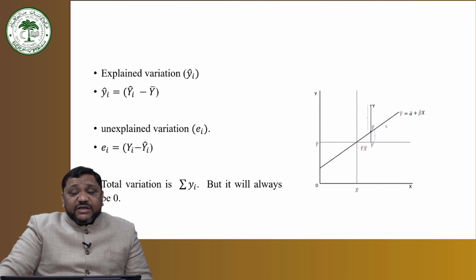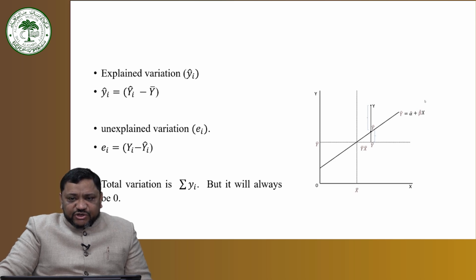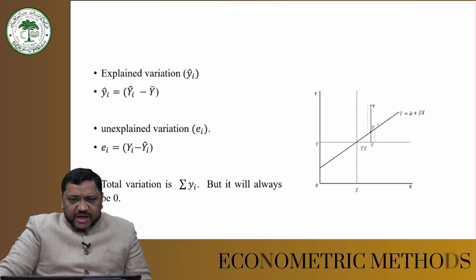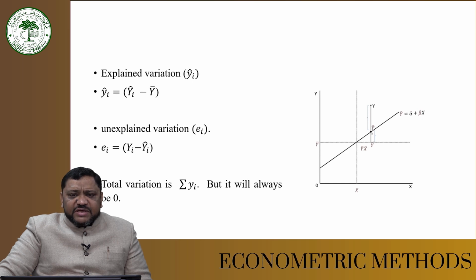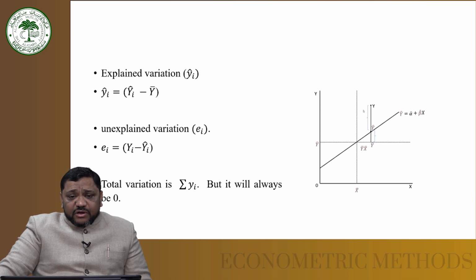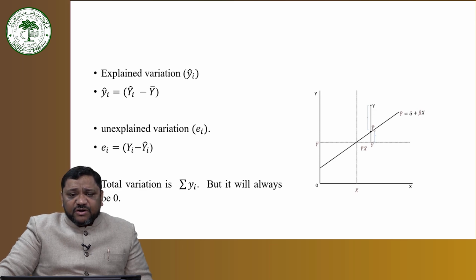Now this variation is divided into two parts. One part is explained by this regression line and is called the explained variation. That is small yi hat, equal to y hat minus y bar. My regression line is able to explain this portion of the variation. The second portion, the distance between the actual y and the estimated y hat, is not explained by the line, and hence we call it unexplained variation.